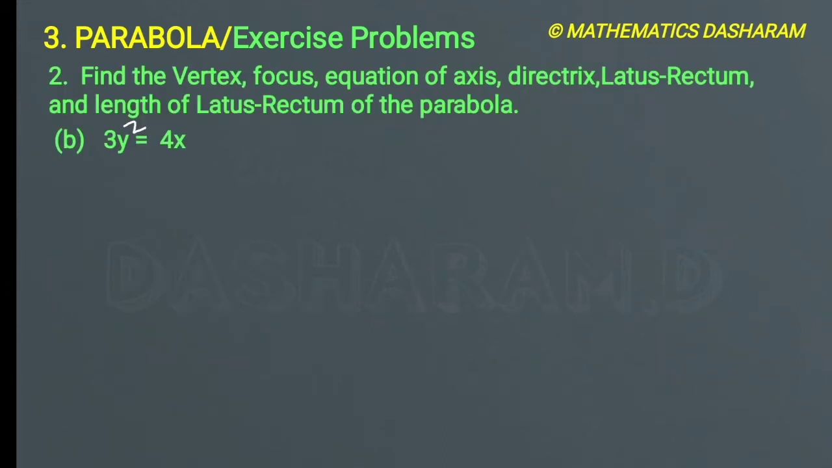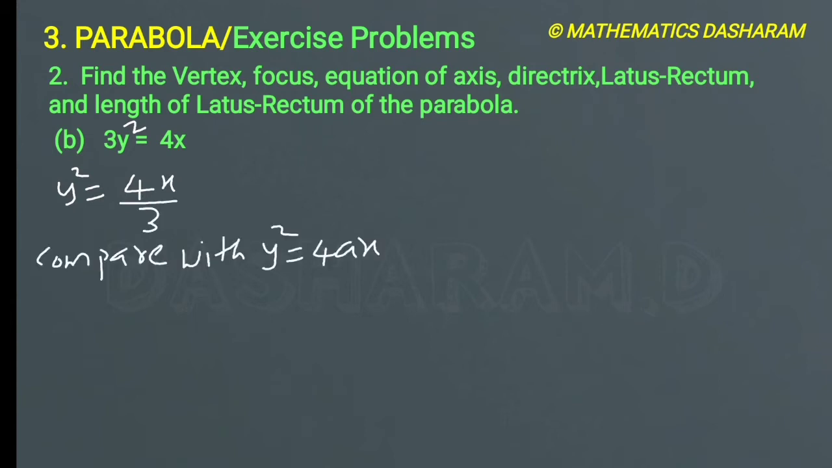Question number B, 3y square equals 4x. Let's write in the standard form. So that is y square equals 4x divided by 3. Now compare with the standard form. So then 4a equals 4 by 3. 4 cancel. Then a equals 1 by 3.